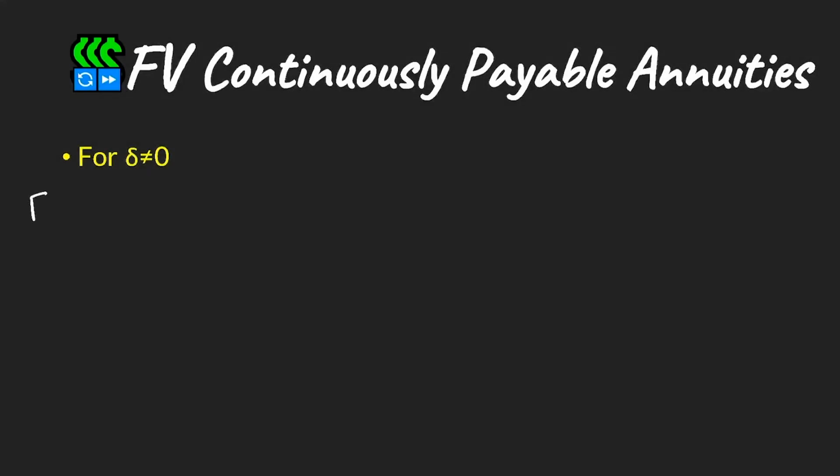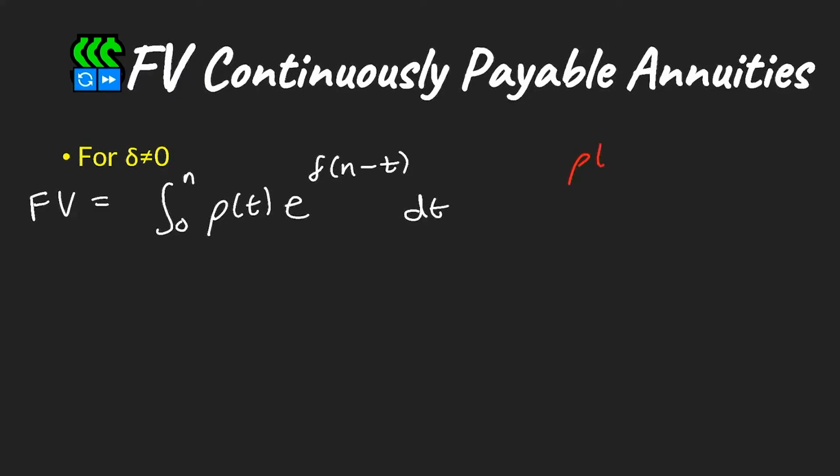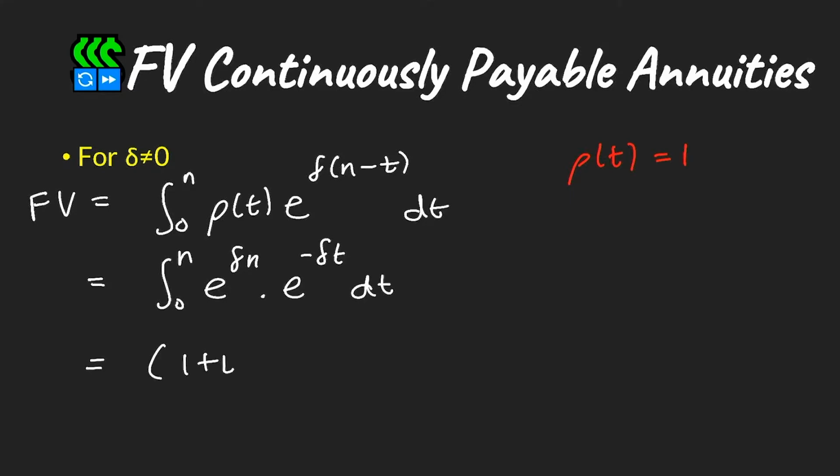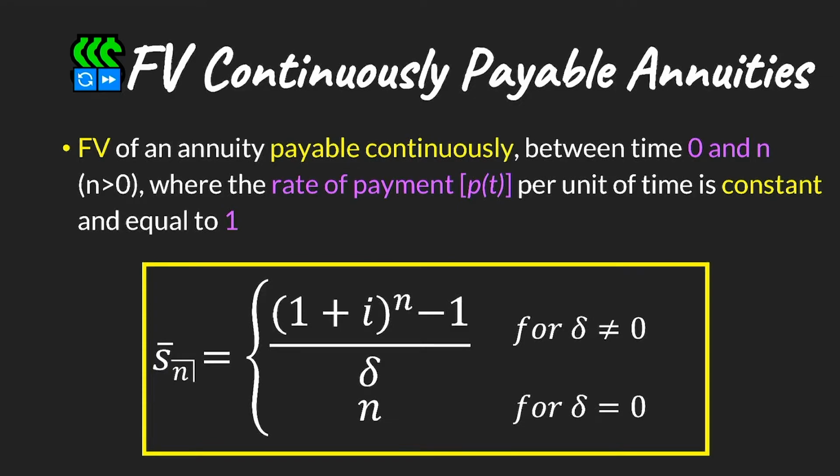In order to calculate the future value of a continuously payable annuity, we simply accumulate the cash flow function for the period of time. The simple rules of integration show us thus that this is simply accumulating the present value of the annuity function for the time period n. More formally, we can see that the future value of an annuity payable continuously between time 0 and n, where our rate of payment is constant, is as follows.